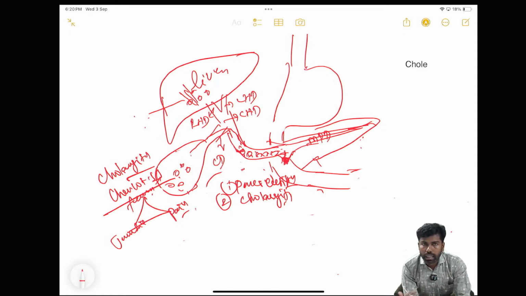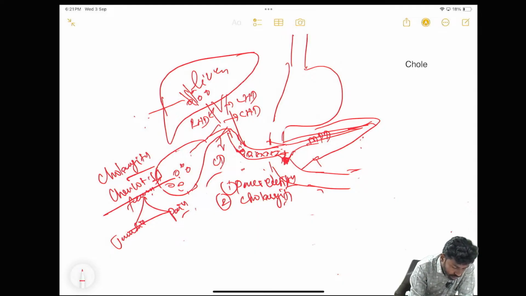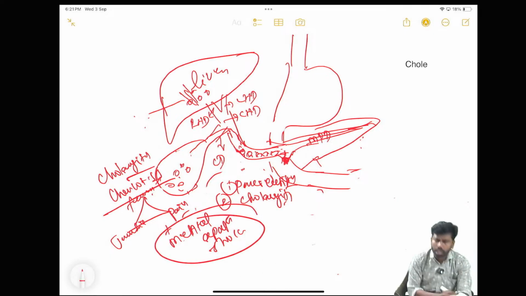Suppose you are not treating the biliary sepsis properly, this sepsis will turn into severe biliary sepsis, that is called Reynolds pentad. Apart from this triad, you should add mental apathy and shock. Okay, now this is a complication.